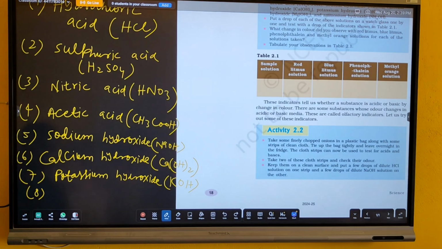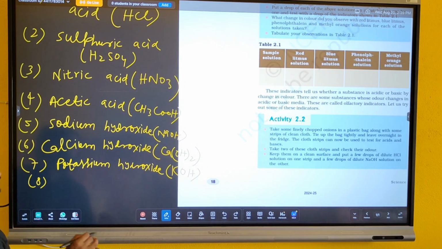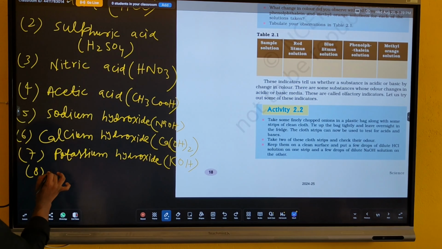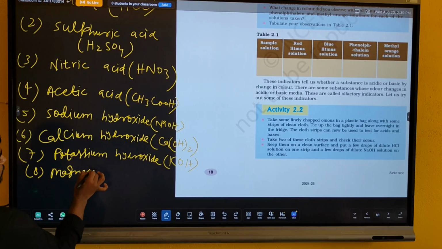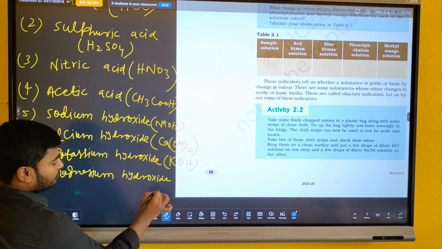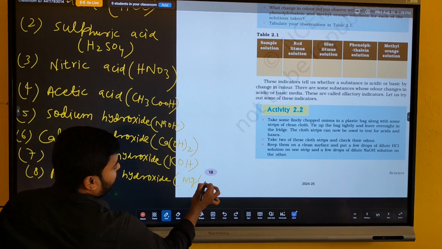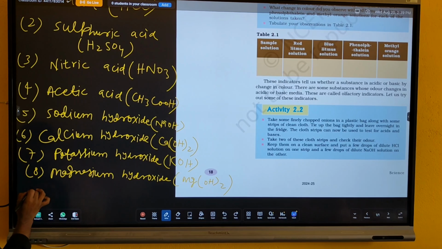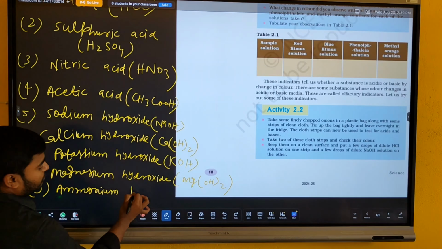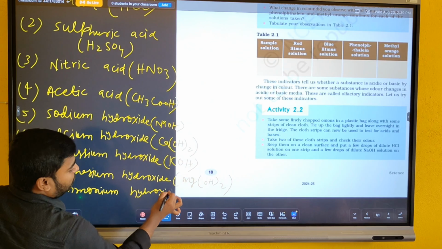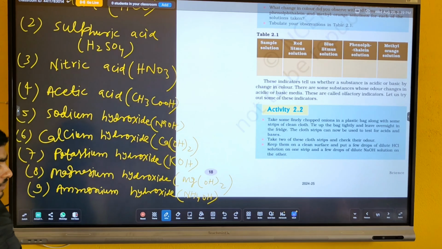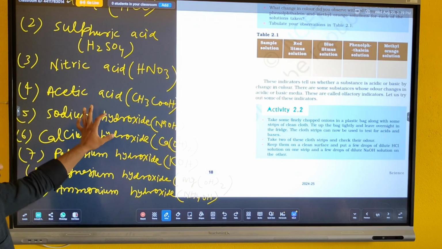Next you have magnesium hydroxide and ammonium hydroxide. Magnesium hydroxide is Mg(OH)2, and the ninth one, ammonium hydroxide, is NH4OH. So these are the substances they are telling you to use.